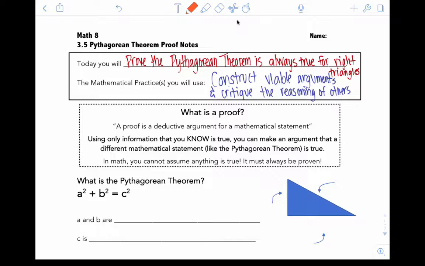So basically, saying that simpler, you have to use only information that you know is true, and then you can use that information to make an argument that a different mathematical statement, like the Pythagorean theorem, is also true. So the big idea is that in math, you cannot assume anything is true. You can never, ever assume it's true. It always has to be proven. So you have to use old information that has already been proven, or that's already a fact, to prove new information. So that's what we are going to do today.